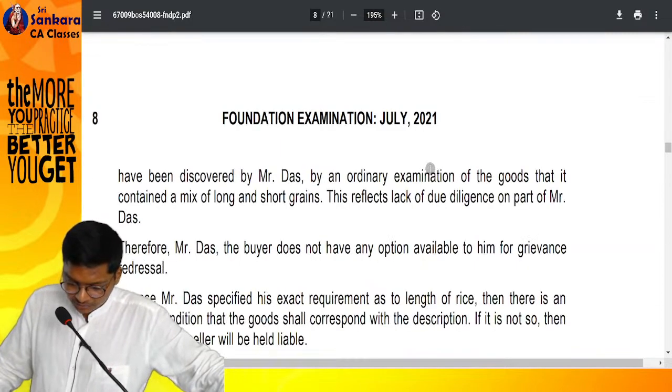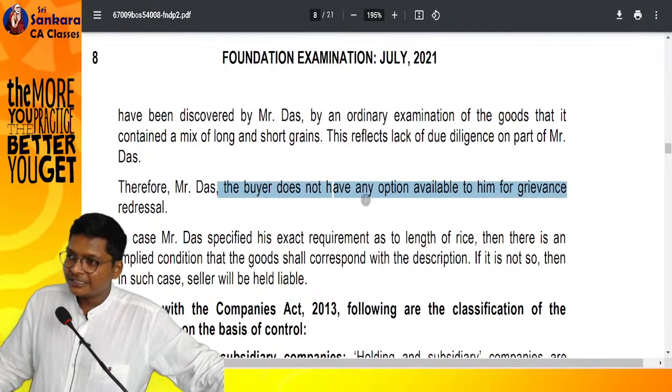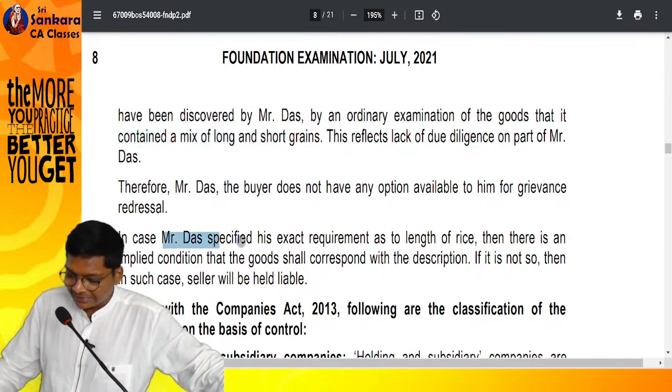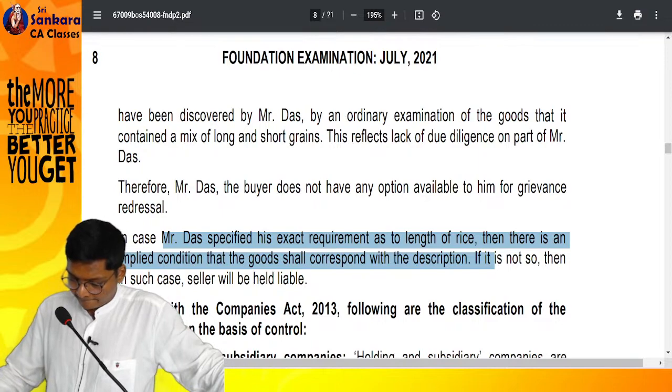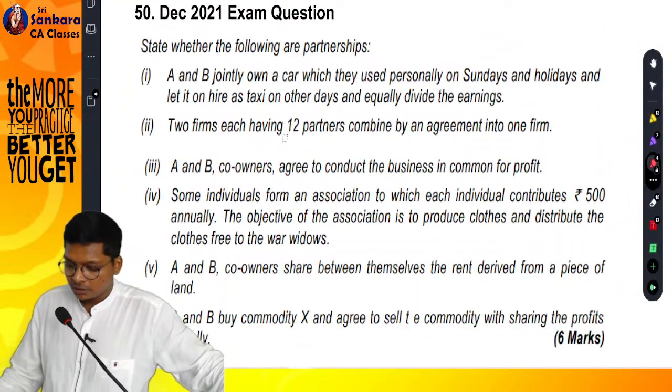Same answer, guys. So first case, Das does not have any option for grievance, caveat emptor, because of lack of due diligence on the part of Das. Second case, description, implied condition. 50, guys, that's it. Last 10 questions.